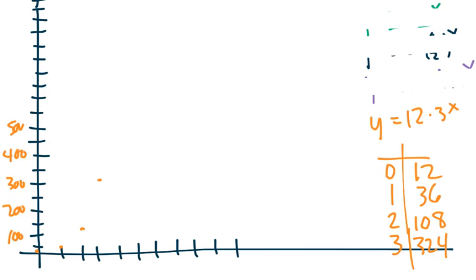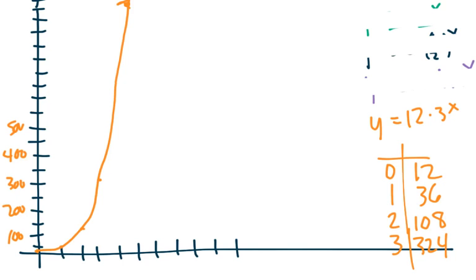Okay, we could probably go one more. What's 324 times 3? 972, which if we kept going, that would go up, clear up to about here. And there we go. There's our graph. Okay, see how it's got that curve? See how it climbs. Alright.